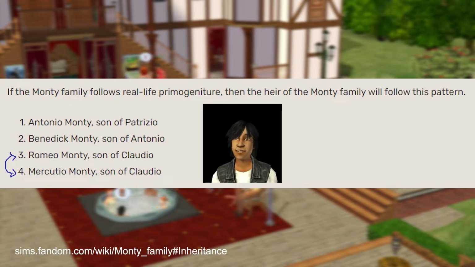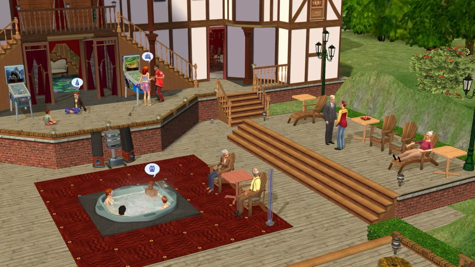I think that's a mistake there. Mercutio should be number 3 because he's older than Romeo. And then if Mercutio dies without a son, Romeo becomes the heir. Again, these are just the rules that would apply in real life, but do with them what you will.